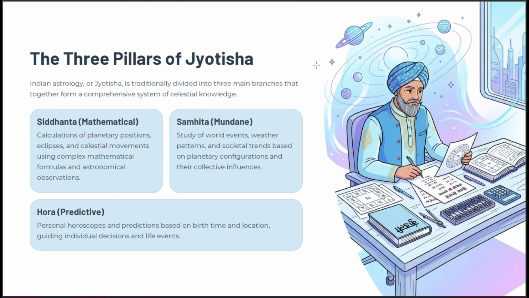Indian astrology is mainly divided into three branches. The first is Siddhanta, which focuses on mathematical calculations of planetary movements and eclipses. The second is Samhita, which is Mundane, which studies world events, weather conditions, and social changes based on planetary positions. The third is Hora, which is the predictive part of astrology. It deals with personal horoscopes, future predictions, and guidance based on a person's birth details. Together, these three pillars form the foundation of Jyotisha.